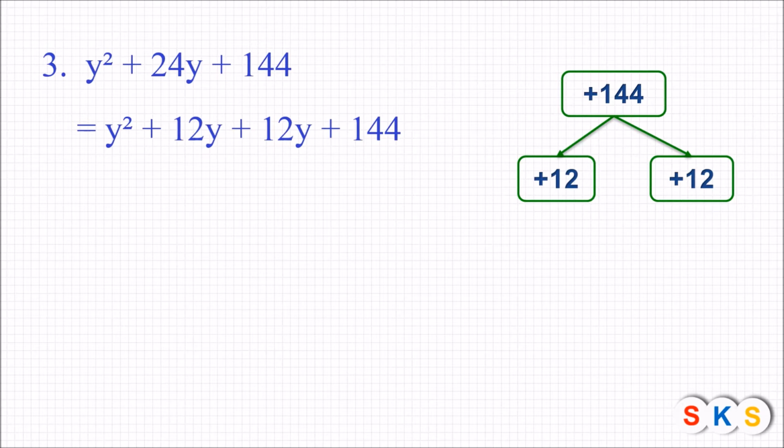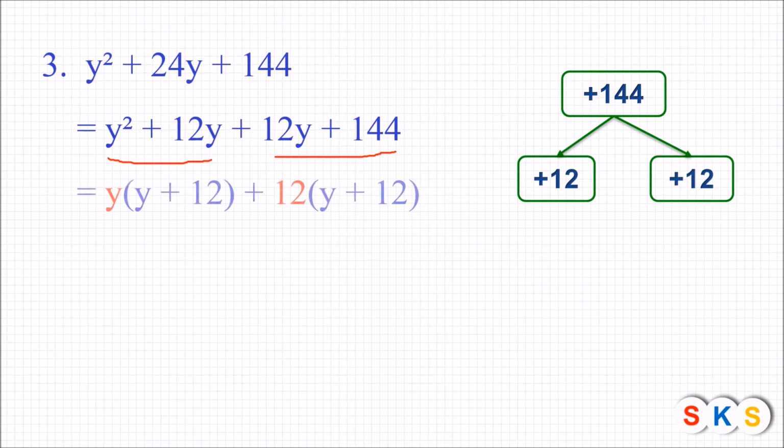After splitting the middle term, we will make a group of the binomial. Correct? This is your first group of the binomial, and this is your second group of the binomial. After finding the groups, we will take the common factor from the first two terms of the first group, and we will take the common factor of the next group. Let's see what we will get here. We will get y in a bracket y plus 12, plus 12 in a bracket y plus 12.